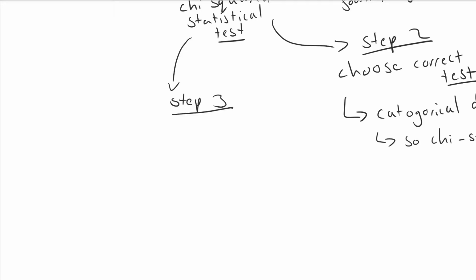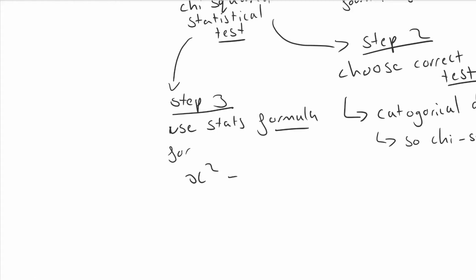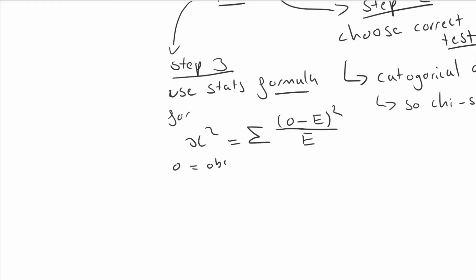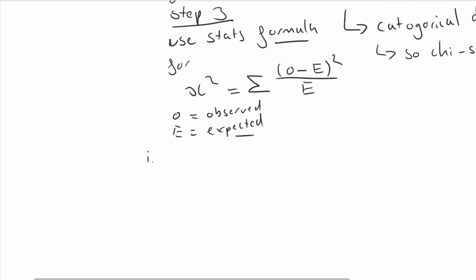So after that, step 3, you have to use the statistical test to find out if there is a significant difference. In this case, it's chi-squared equals the sum of the observed minus the expected, squared, over the expected, where O is your observed value, so the number of woodlice you count in each area in the field, and E is the expected value if they go in equal amounts to each area with no bias towards one area or another.